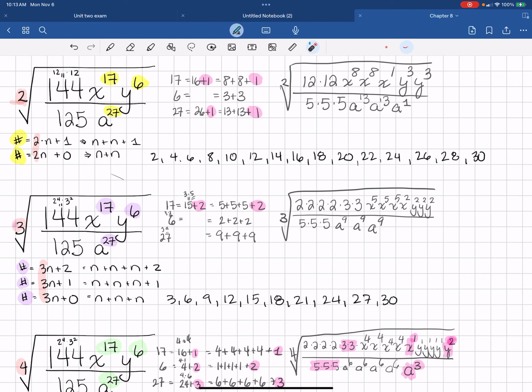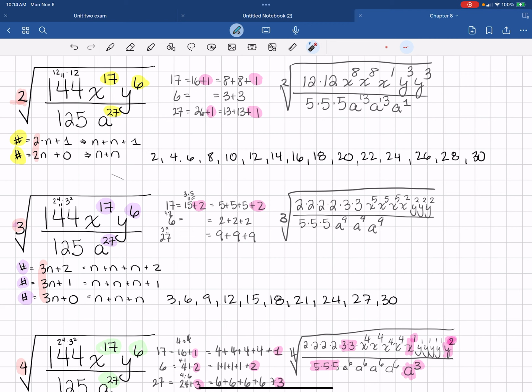So 17, I can see, is 16 plus 1. And 16 is an even number, so I can write 16 as 8 plus 8, plus the leftover 1. So when we're dealing with square roots, the numbers are either going to be 2 times the number plus 1 or 2 times the number plus 0. I mean, all numbers, all integers, I should say, are broken into those two categories. And my multiples of 2 are 2, 4, 6, 8, 10, 12. I mean, it's the even numbers.